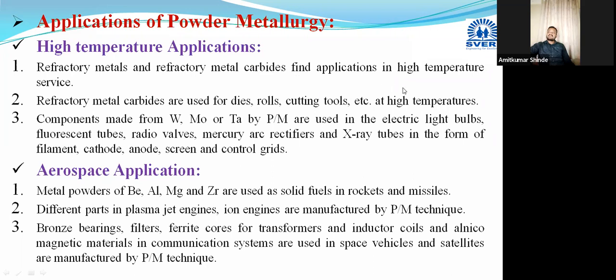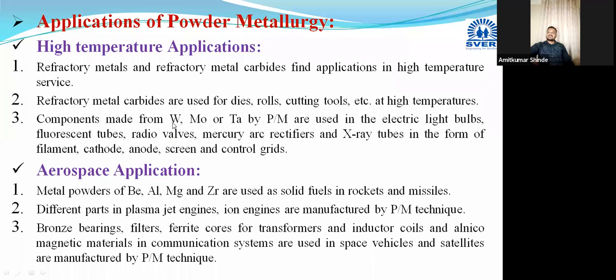They can be used in high temperature services, and these all are manufactured by powder metallurgy technique only. Then refractory metal carbides can be used for manufacturing of different cutting tools, different dies or different rolls, which can work at high temperature ranges.